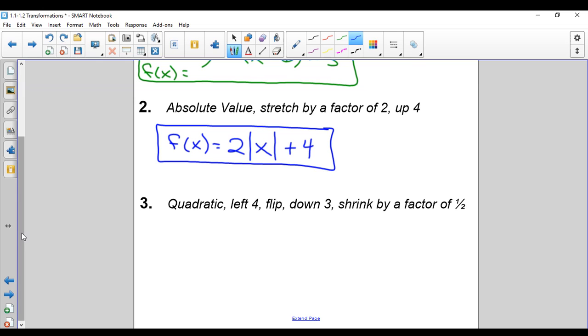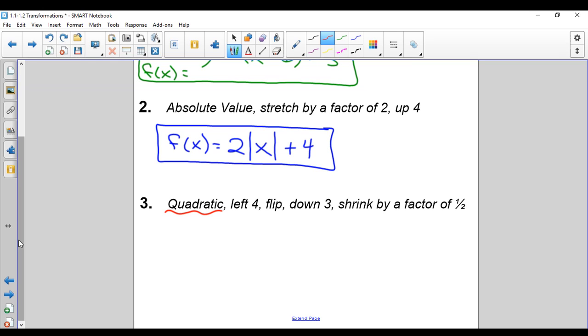Now this last one, got a little bit of everything, but we also need to read the entire phrase before we do it because things are not in order. The last two we looked at, I just went left to right. This is a quadratic. We move left 4, there's a flip. We move down 3, and there's a shrink by a factor of 1/2.